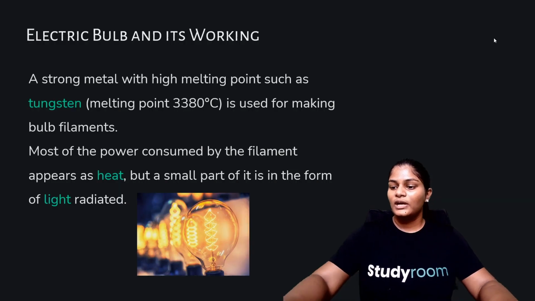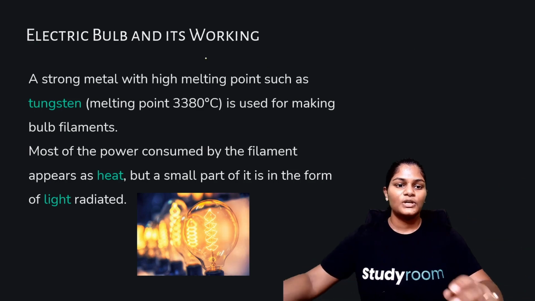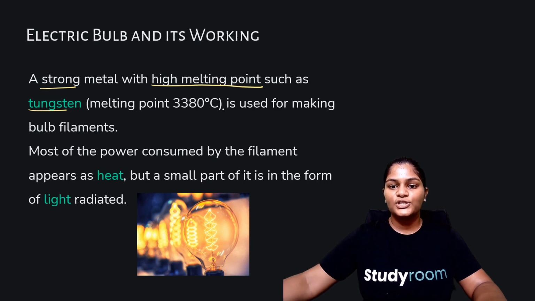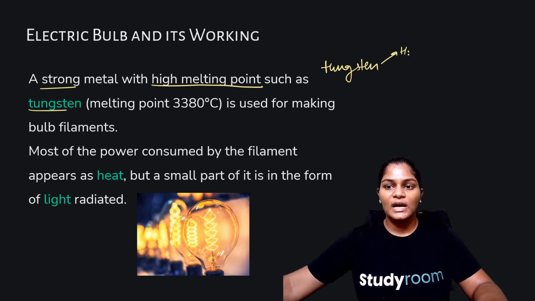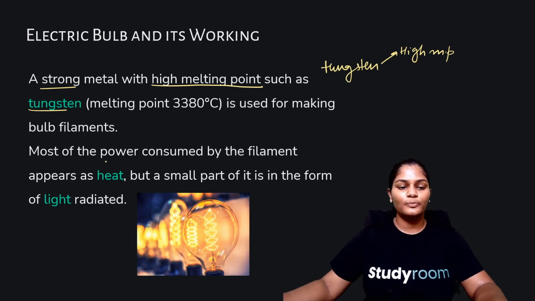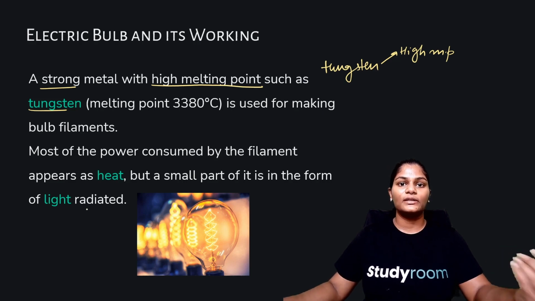Okay, now let's quickly read what your PPT says here. It says that a strong metal with high melting point such as tungsten is used for making bulb filaments. So why is tungsten used? If you are asked what is the reason for tungsten to be used, the reason is that it has high MP, MP means high melting point. Then it says most of the power is consumed by the filament and appears as heat, but a small part is radiated in the form of light.